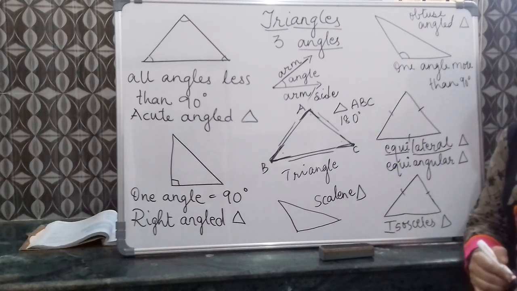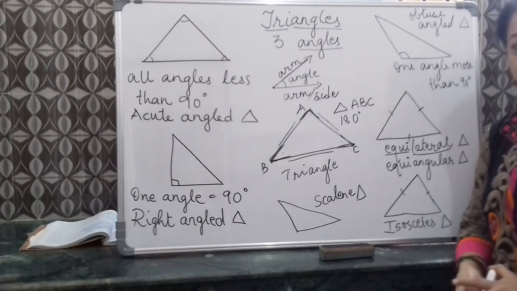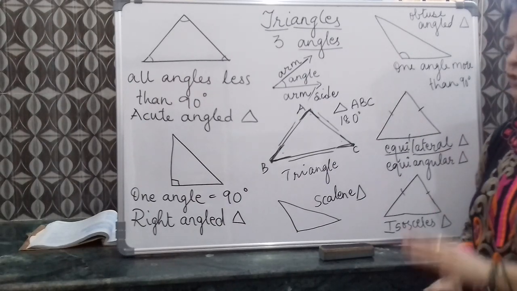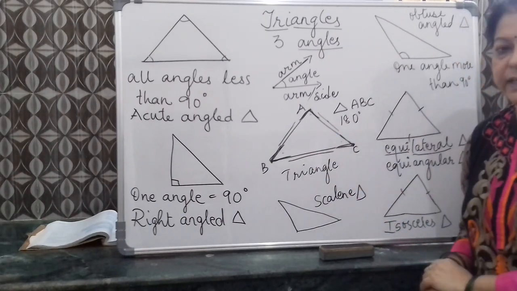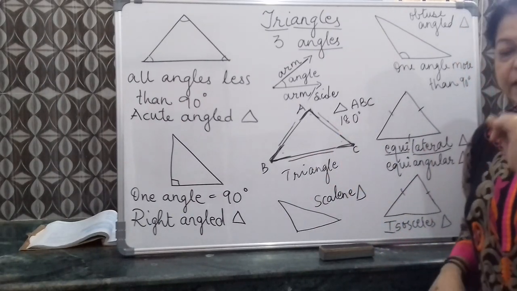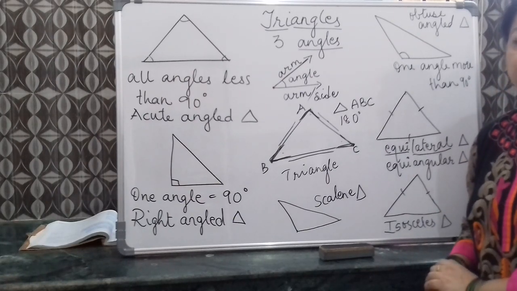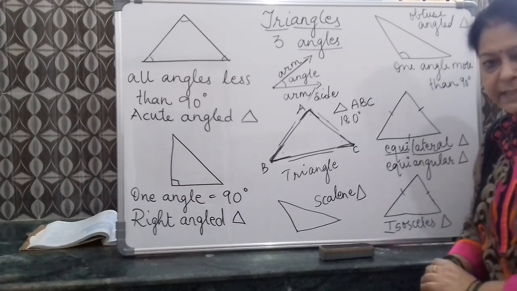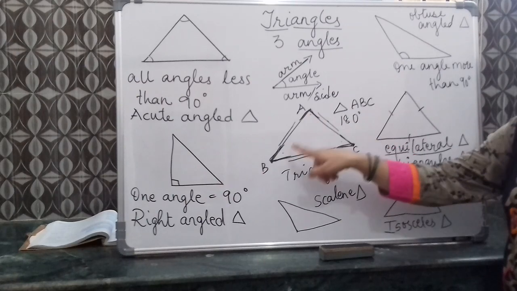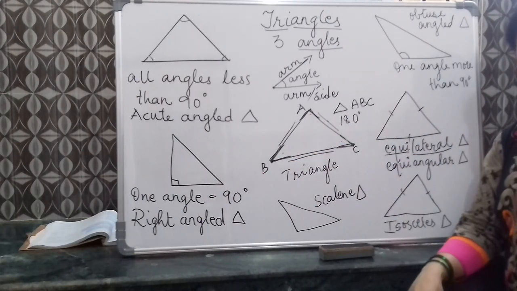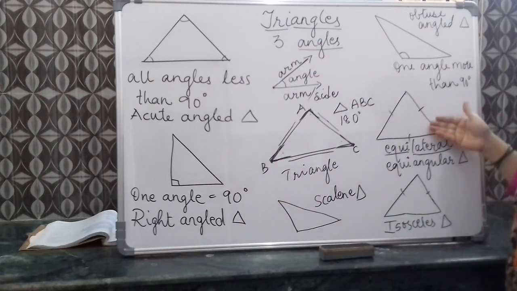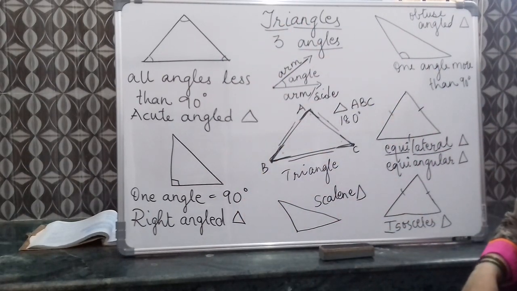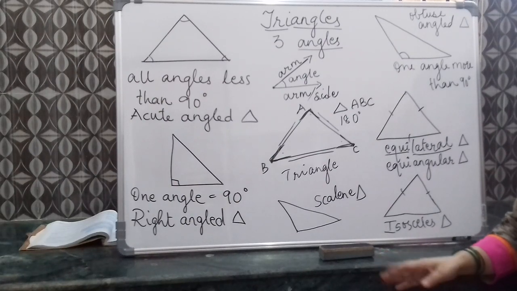Still, there are some students who are under the confusion that the sum of the sides is 180 degrees, but it is not. It is not the sides which add up to 180 degrees, but it is the three angles that make up a sum of 180 degrees in any triangle, whether it be acute, right, obtuse, equilateral, isosceles or scalene.